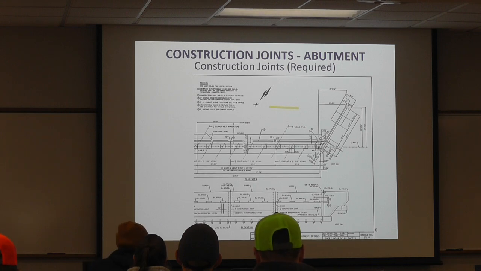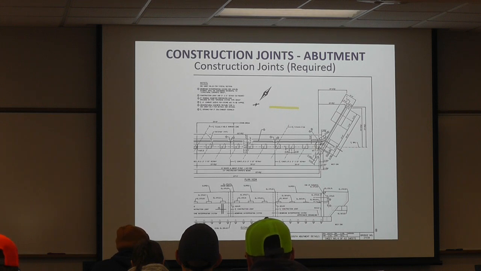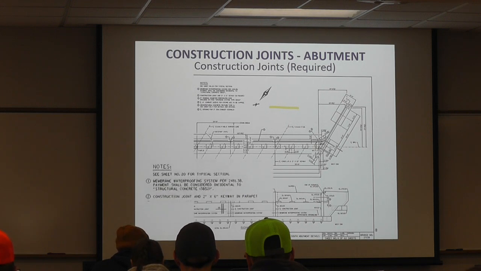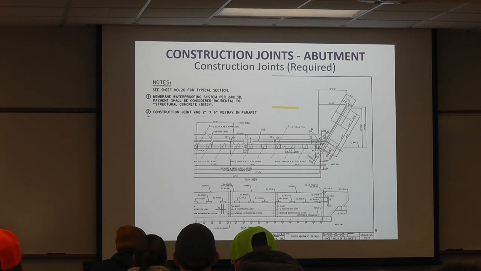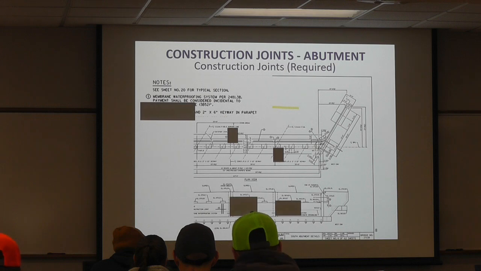Construction joints, we talked about that when we looked at the plan review. And this is a picture of our bridge, the south abutment details. And we have a note in there, membrane waterproofing system will be needed here at any of these construction joints. So notes 1 and 2, membrane waterproofing, and then a construction joint with a 2x6 keyway in the parapet. So in this case, the 2x6 keyway is the joint in that vertical, so we're looking down at it, is where that keyway is.